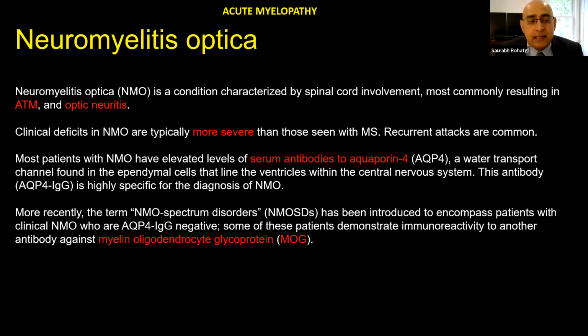More recently, a new terminology has been used, the NMO spectrum disorders, which has been used to encompass patients who clinically present with neuromyelitis optica, but who are aquaporin 4 negative. And these patients present immunoreactivity to another antibody known as myelin oligodendrocyte glycoprotein, or MOG.